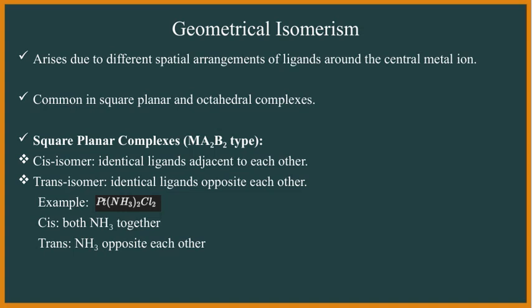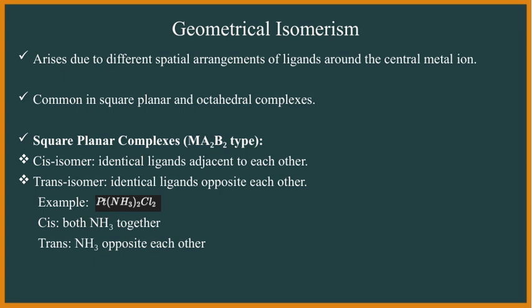Let's talk about geometrical isomerism. This type of isomerism occurs because of different spatial arrangements of ligands around the central metal ion. Essentially, even though the same ligands are attached, their positions in space differ, leading to distinct compounds. It's most common in complexes with square planar and octahedral geometries.